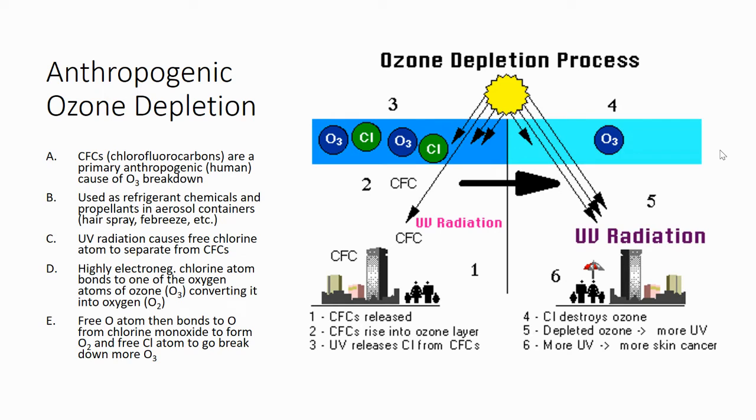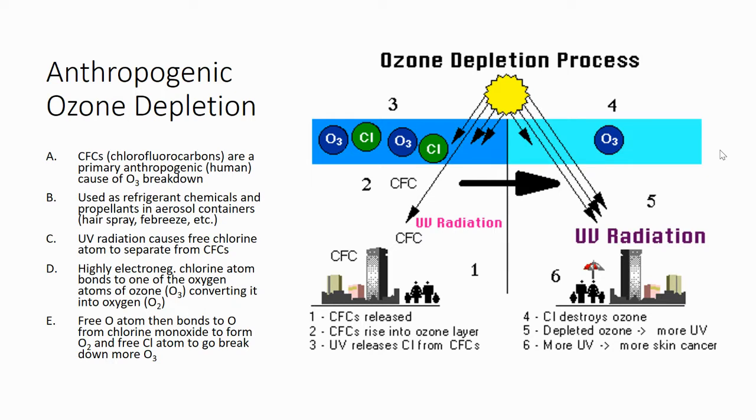But what we see now happening is anthropogenic ozone depletion, meaning human-influenced ozone depletion, which causes what we know as the ozone hole. What causes that anthropogenic depletion is a substance known as CFCs, or chlorofluorocarbons. They are primarily due to human use, and they cause the breakdown of O3. CFCs were used as refrigerant chemicals and propellants in aerosol containers around the 50s and 60s, and we found them in hairsprays and Febreze.